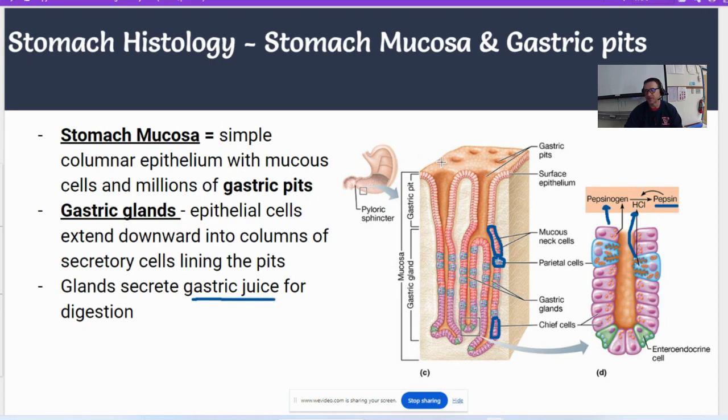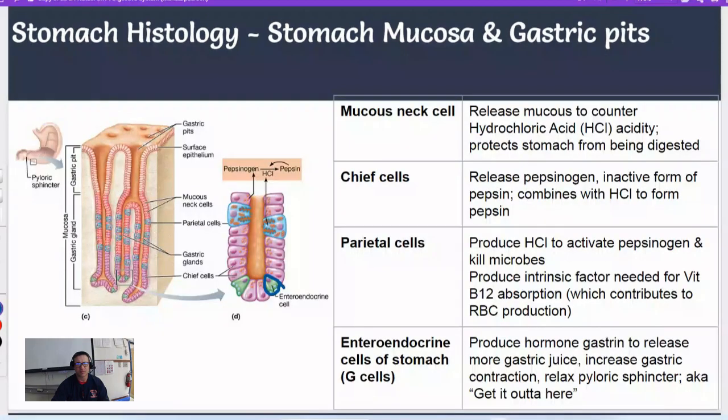Remember, the mucus is to protect the inner lining of the stomach from the hydrochloric acid. And it basically helps you so you don't digest your stomach itself. All right, so here are the cells that line the mucosa of the stomach. Mucus neck cells release mucus that helps protect the stomach from hydrochloric acid, HCl. So it protects the stomach from digesting itself. If the mucus isn't working, or if you eat certain things, your stomach can kind of digest itself. You can get a little hole in your stomach.